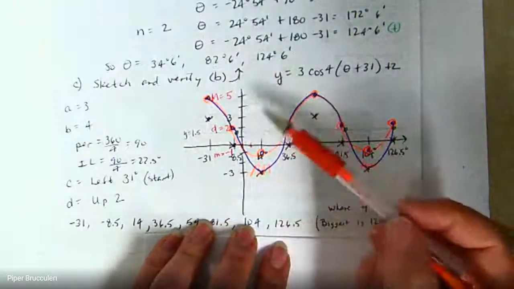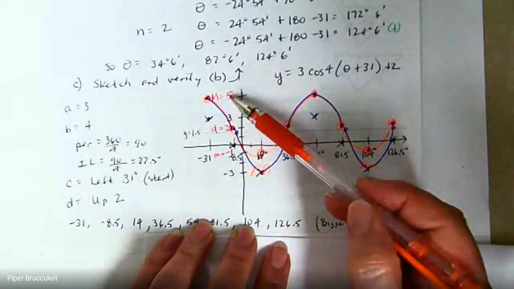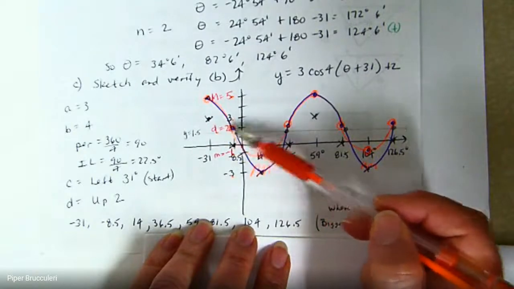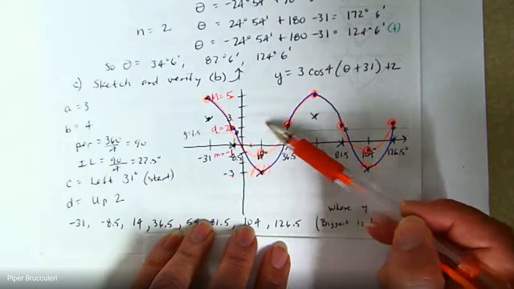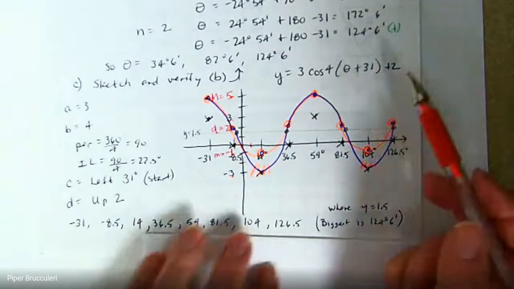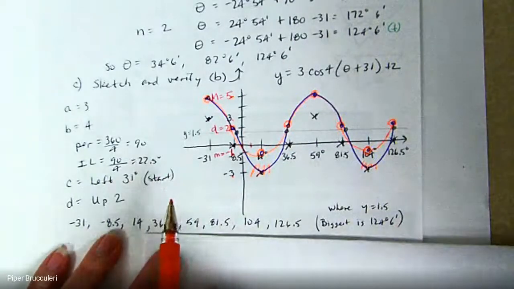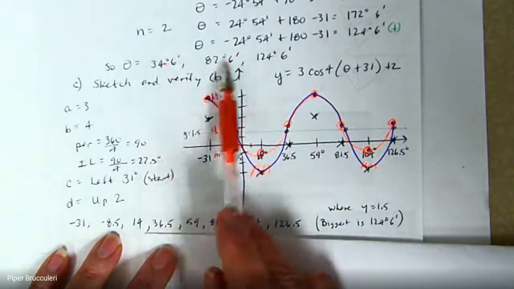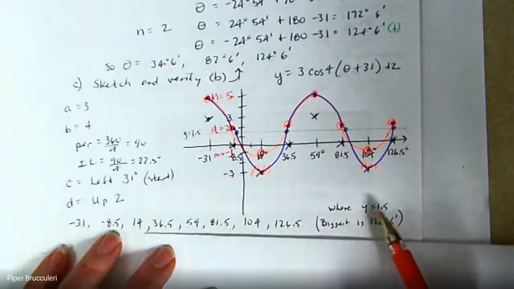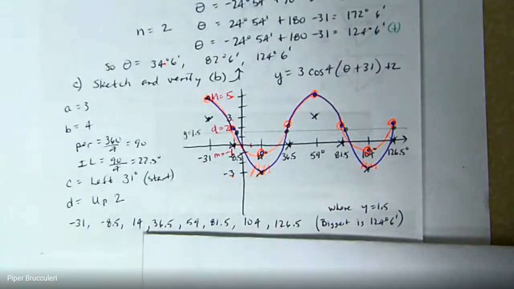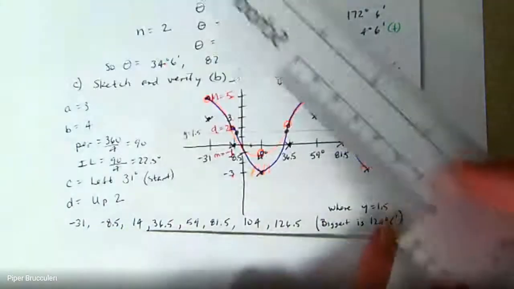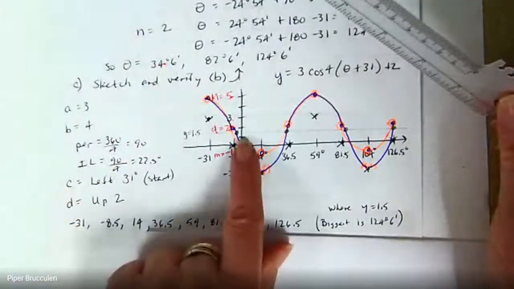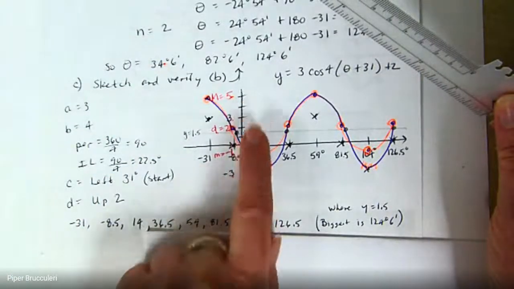And then my maximum 3 up 2 is 5. Negative 3 up 2 is negative 1. And my D value here is at 2. That would be my new neutral. And then I'm verifying these 4 points or 3 ordered pairs. So when I look at y equals 5, you can see that I've drawn in a line at y equals 5. And that's here. So 1, 2, 3, 4, 5.